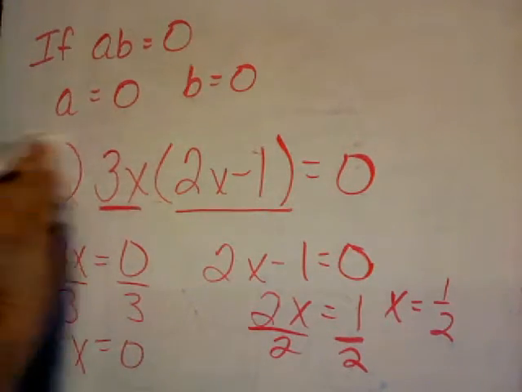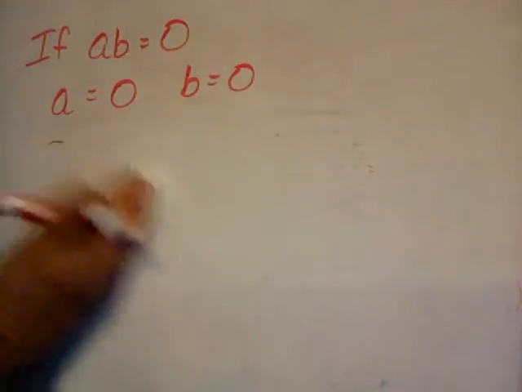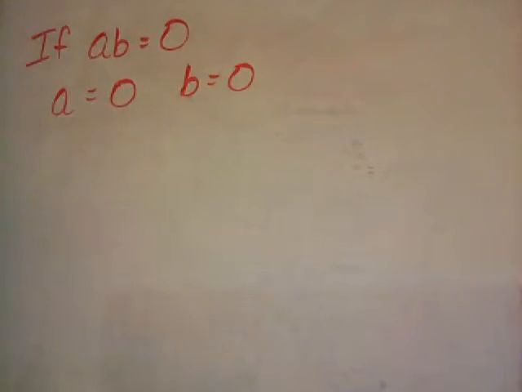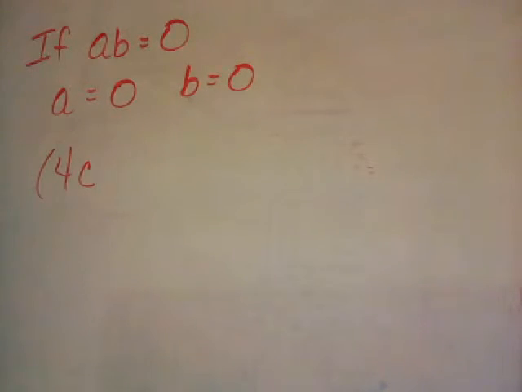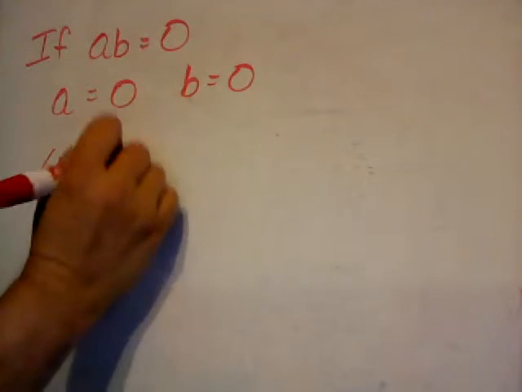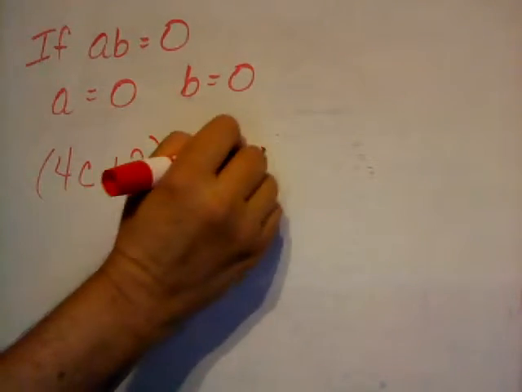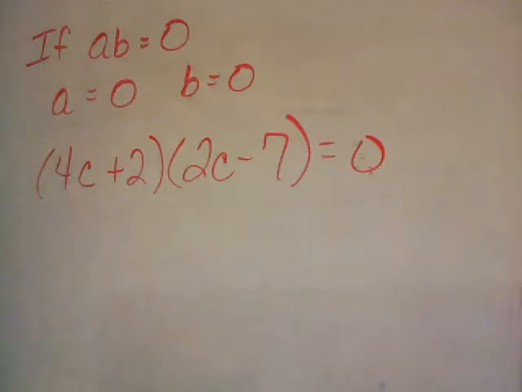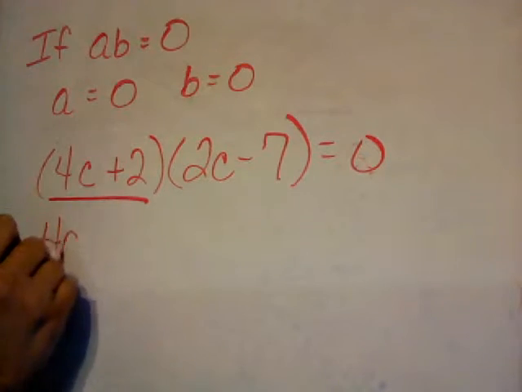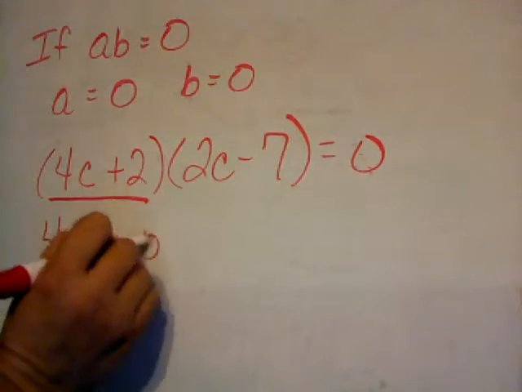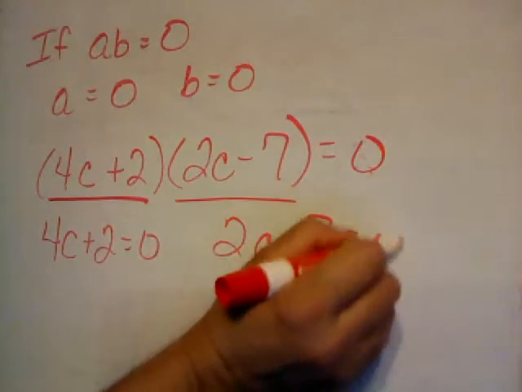Let's look at number 7. Number 7, 4c plus 2 times 2c minus 7, and all this is set equal to 0. This is my a part. 4c plus 2 equals 0. B part, 2c minus 7 equals 0.